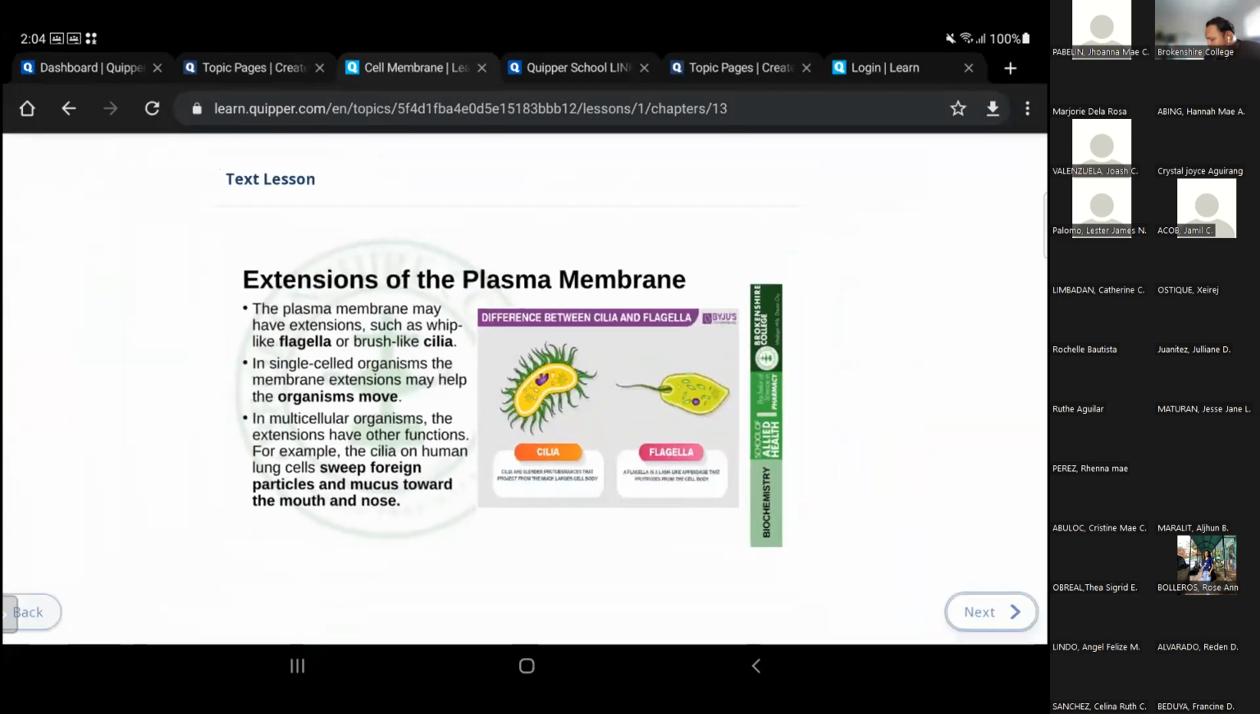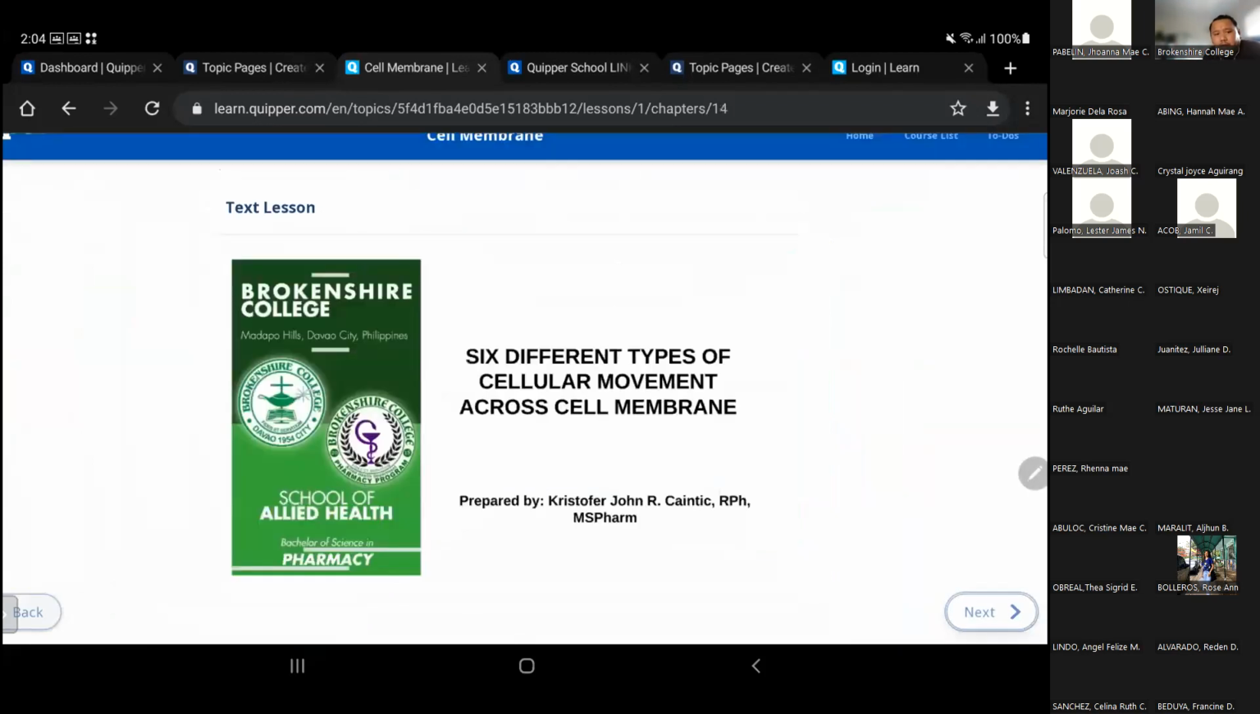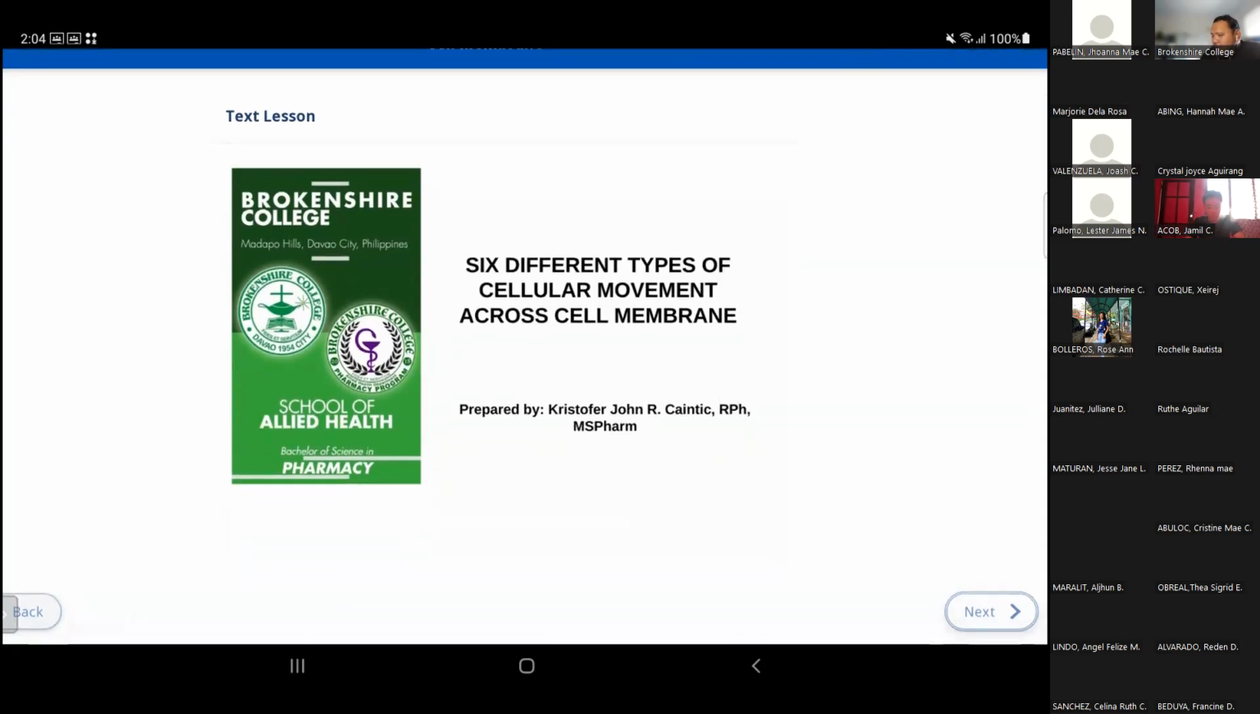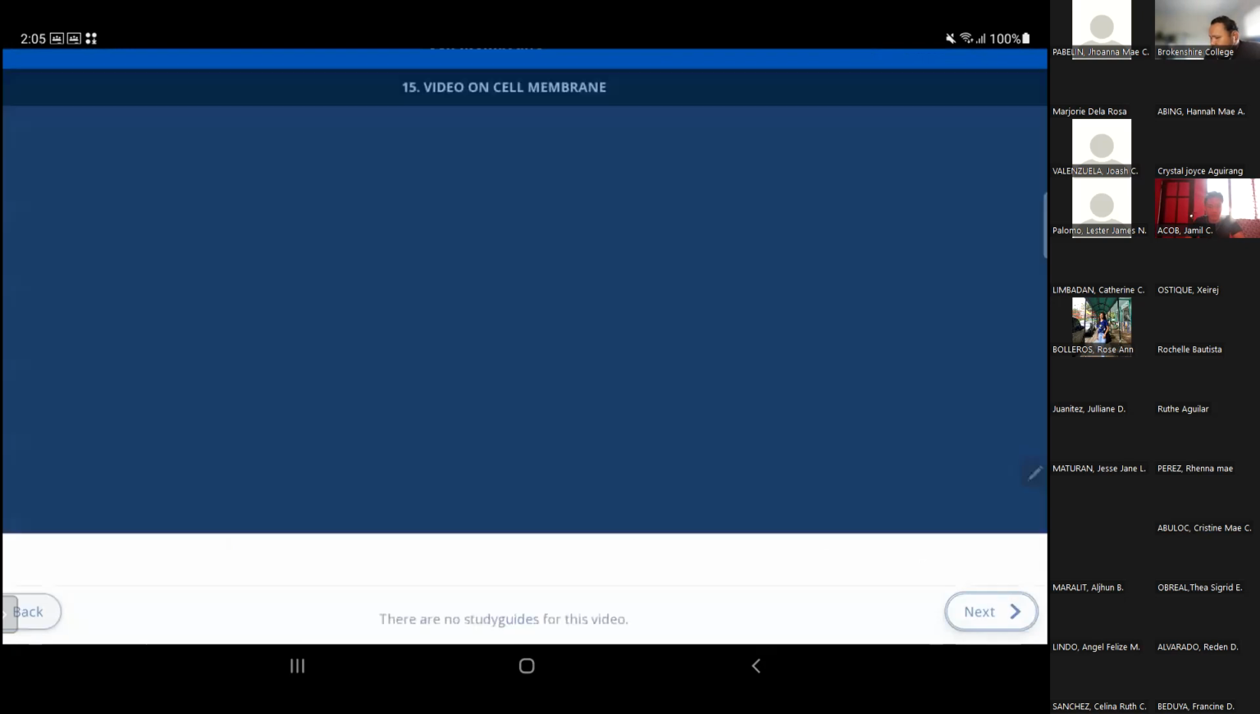Okay. To continue. So, they are projections, no? Again, yung ating cilia tsaka yung flagella natin are projections and extensions of the plasma membrane, connected in the plasma membrane. Okay. So there are 6 different types of cellular movement across the cell membrane. And what are those cellular movements? Okay, let's proceed to this topic.